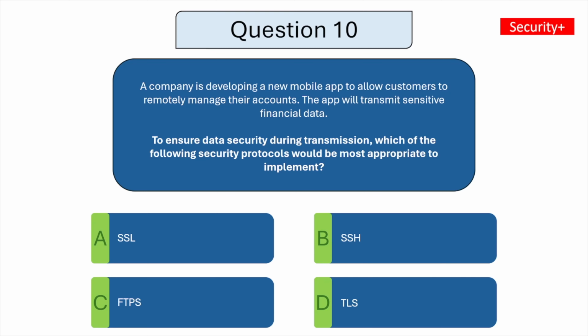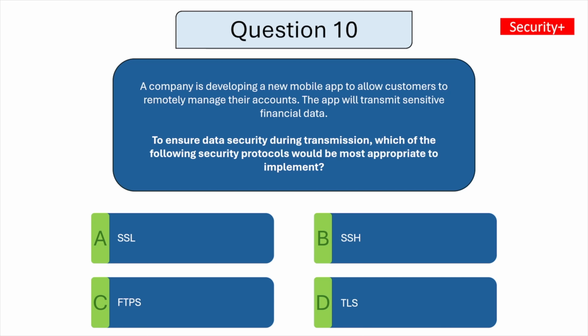C, you have file transfer protocol secure. And D, you have transport layer security. Now, out of all of these, the best answer is going to be D, TLS. And the reason why is because TLS is a more secure version of SSL. And nowadays, when people refer to SSL, most of the time they are talking about TLS, right? They just don't know it.